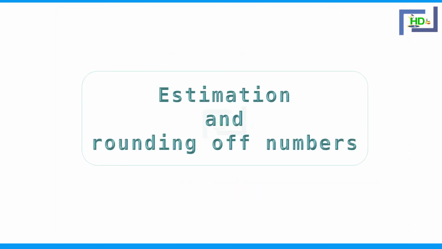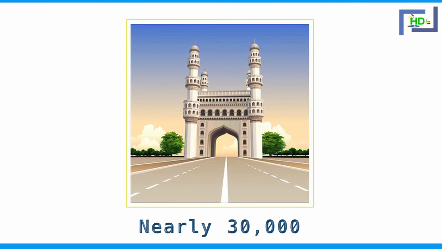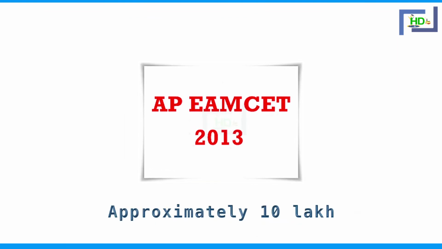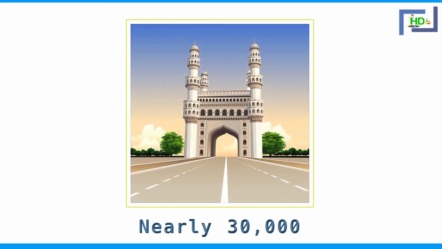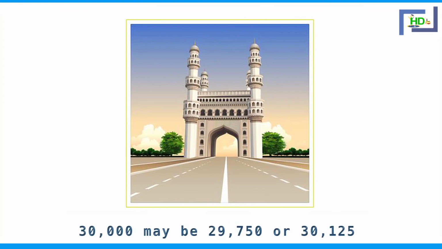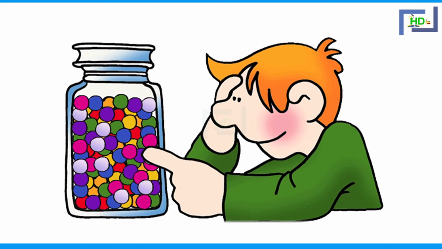Next, estimation and rounding of numbers. We come across many situations in our daily life, such as nearly 30,000 people visited Charminar in the month of April. Approximately 10 lakh students will appear for MCET this year. Now these words nearly, approximately do not show the exact number of people. In fact, 30,000 may be 29,750 or 30,125. That is, it may be a little less or more, but not exact. That is, estimation is also a good way of checking answers.